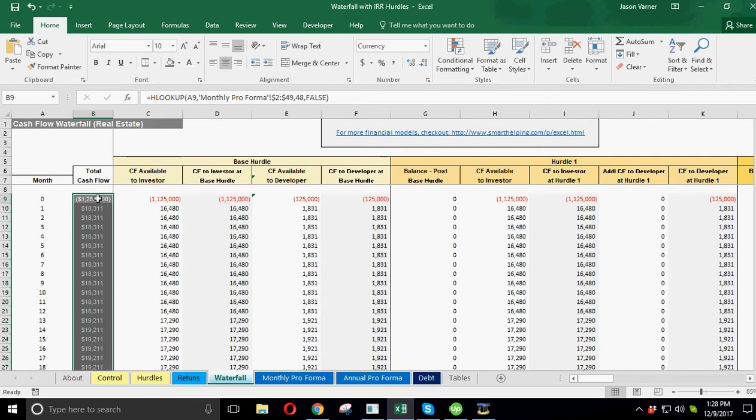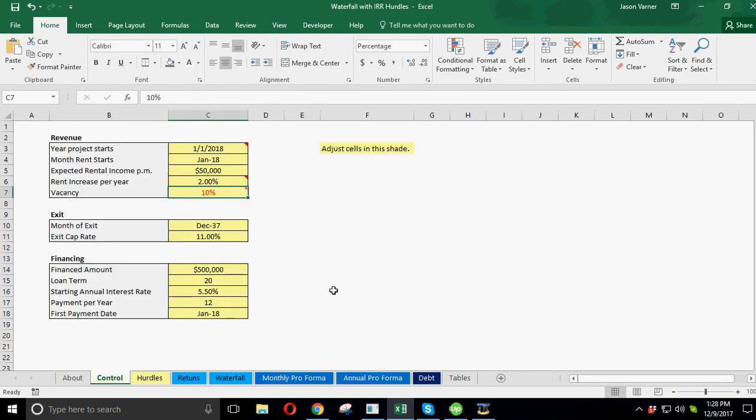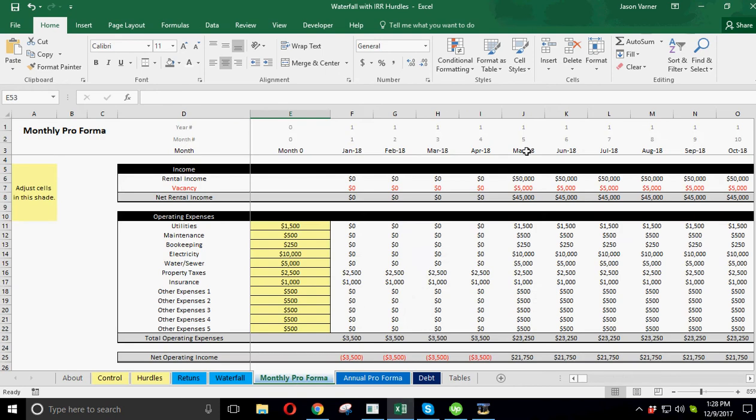But I decided to build actual pro formas around this and then have that flow into here. And then the assumptions, you've got some controls here. You can do the year the project starts. You could pick the month the rent starts. Like if I put in, say, May here, you can see rent's not going to start until May. But the property taxes and insurance do start right away, as this is assuming it's being constructed as we speak, starting in January or whatever, the first month that the project is starting.